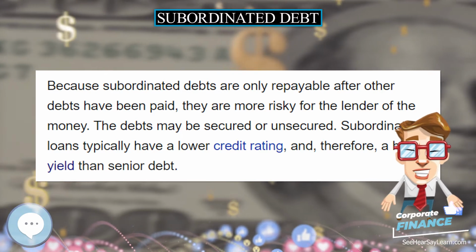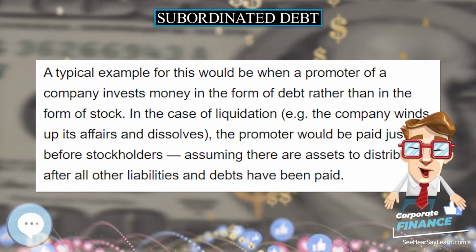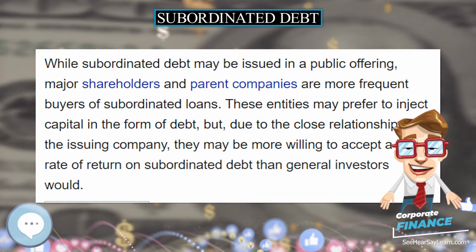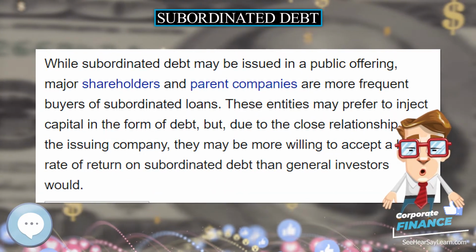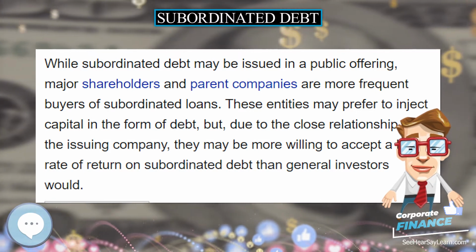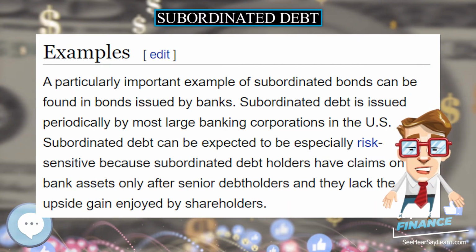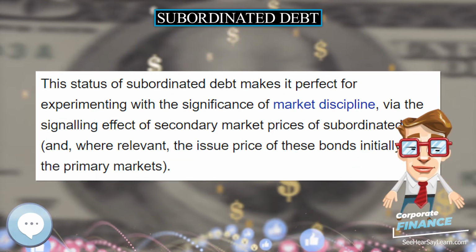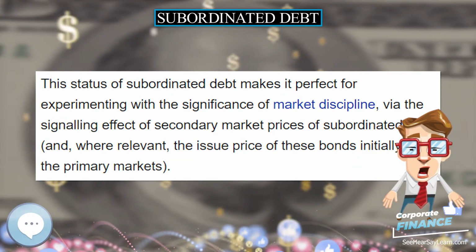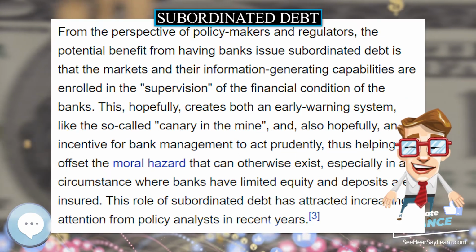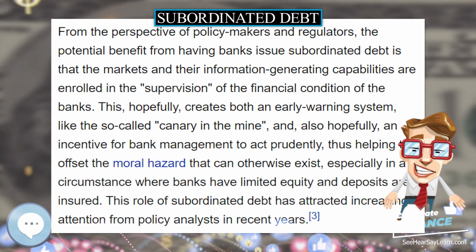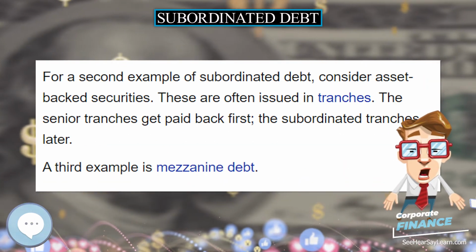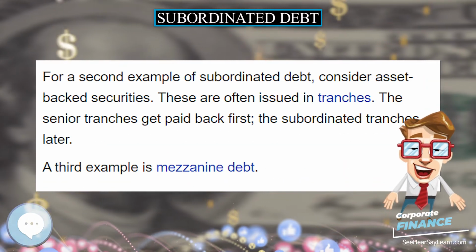This status of subordinated debt makes it perfect for experimenting with the significance of market discipline, via the signaling effect of secondary market prices of subordinated debt, and, where relevant, the issue price of these bonds initially in the primary markets. From the perspective of policymakers and regulators, the potential benefit from having banks issue subordinated debt is that the markets and their information-generating capabilities are enrolled in the supervision of the financial condition of the banks.